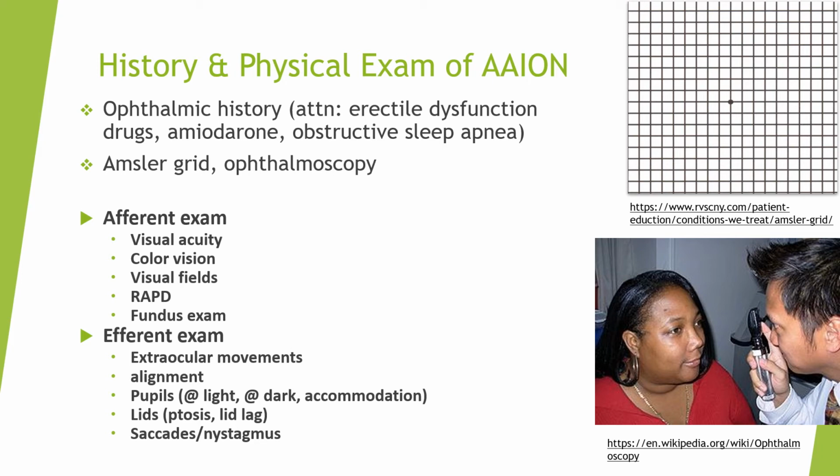The efferent exam consists of checking for extraocular movement, if the eyes are motile, looking at the alignment of the eyes in any position, comparing the size of the pupils and their reactions at the light, at the dark, and in accommodation, or focusing on close-up objects. We can observe the lid for ptosis and lid lag. And lastly, checking for saccades or nystagmus with Frenzel goggles would be effective and important ophthalmic exams.